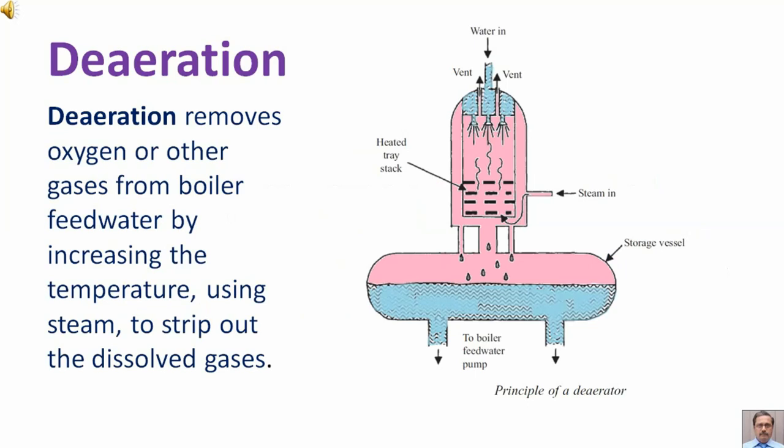Deaeration. Deaeration removes oxygen or other gases from boiler feed water by increasing the temperature using steam to strip out the dissolved gases.